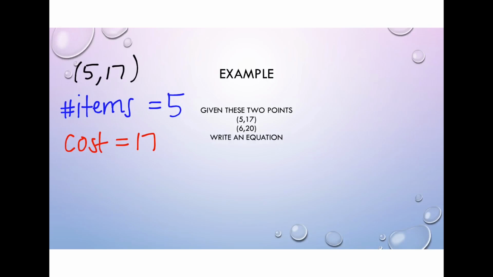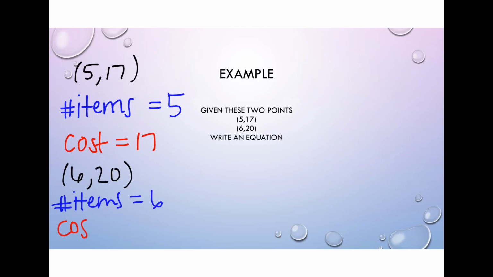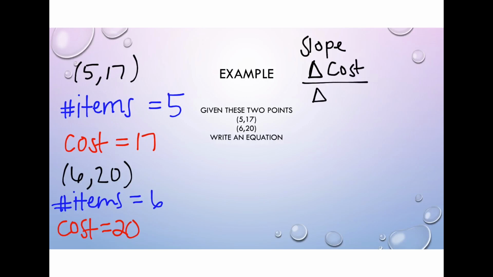And same goes for (6, 20). We know that 6 would be the number of items, and we know that 20 would be our cost of buying 6 items. So now we can go back to what we learned about slope, saying that slope was our change in cost over the change in items. So I'm going to use the little triangle for change. Cost over our change in items.